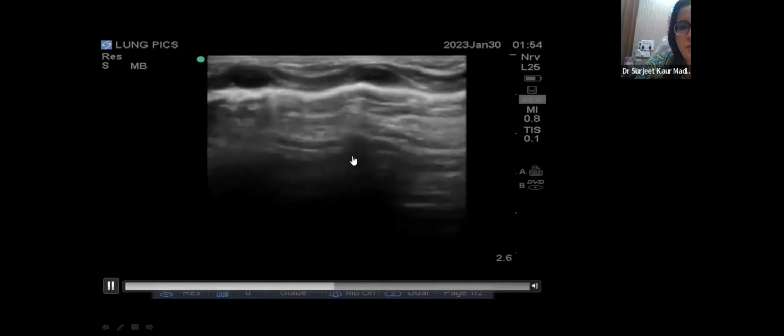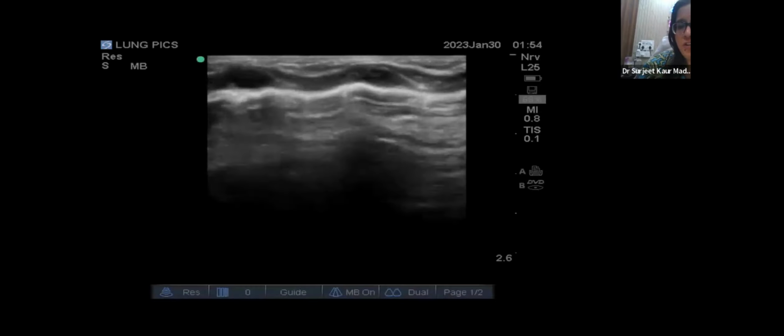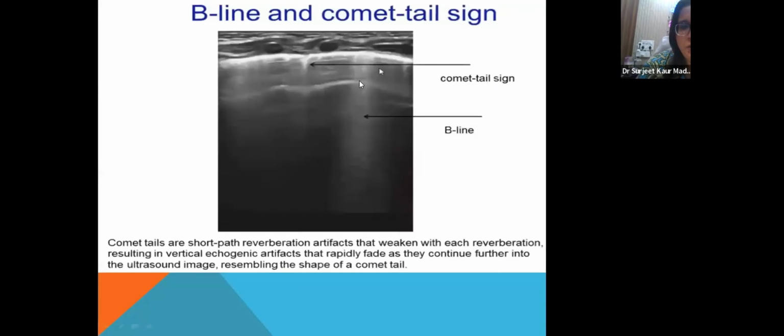These are not of much significance, but you should know to differentiate comet tails from B lines. See, these are B lines which start and reach the bottom, but these are comet tails which are not reaching the bottom.